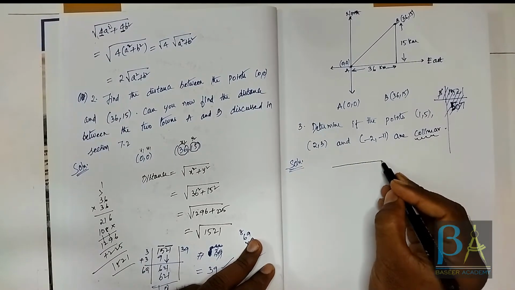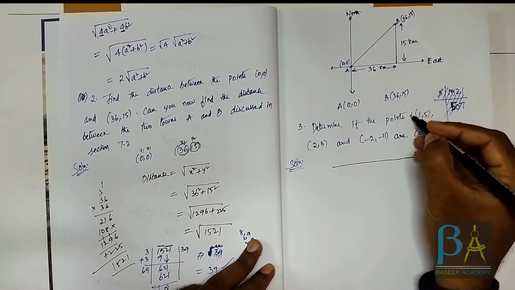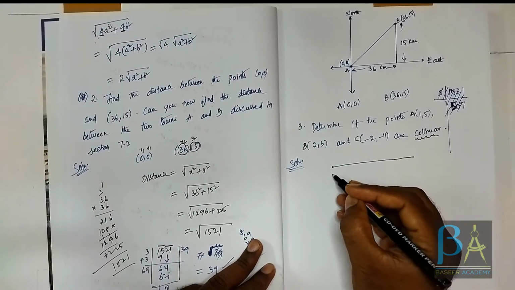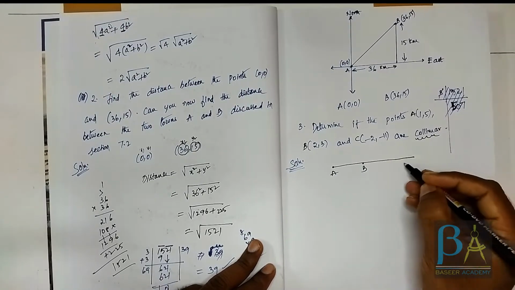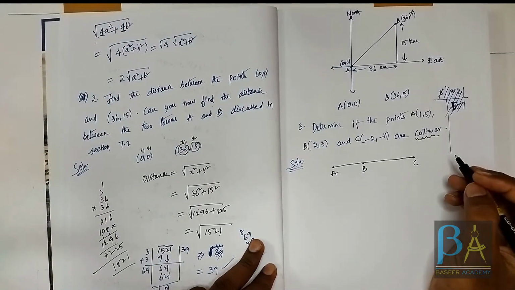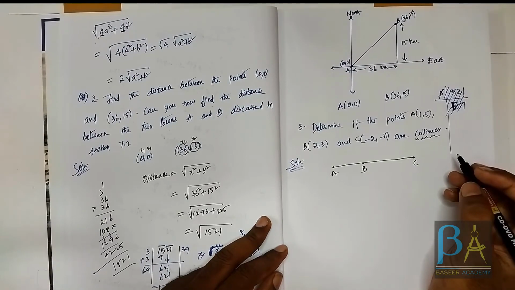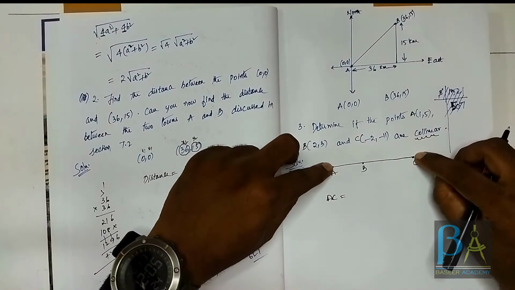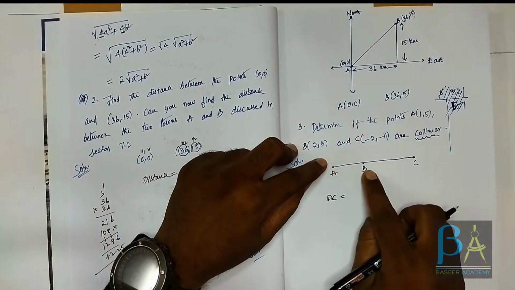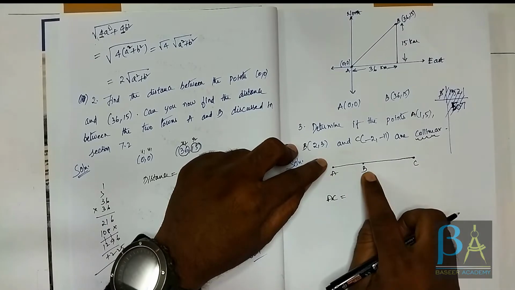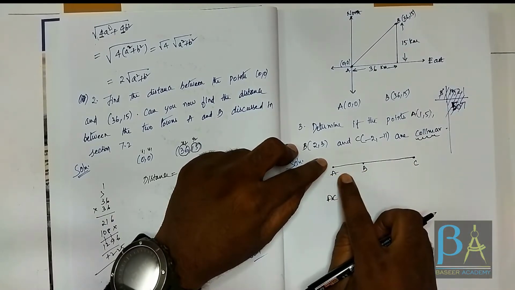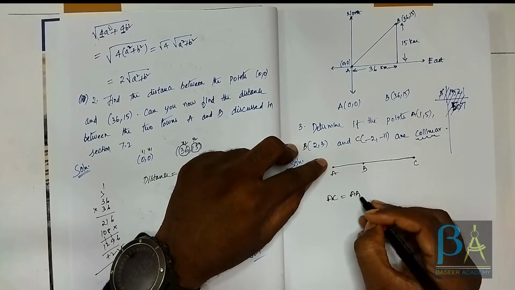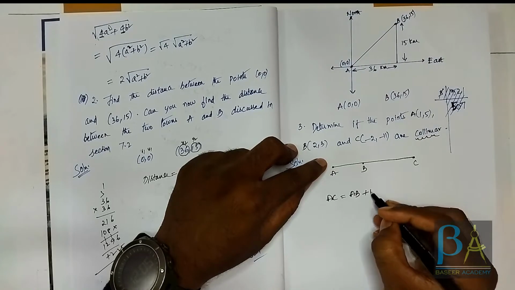Now, let us say this is point A, this is point B, and this is point C. If all the 3 of them lie on the same line, then you can see for yourself AC should be equal to AB plus BC. If you add up AB and then BC, obviously you end up getting complete AC, isn't it? So AC should be equal to AB plus BC.